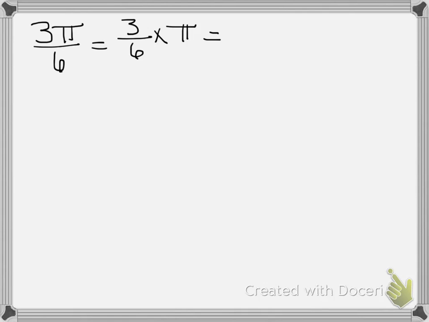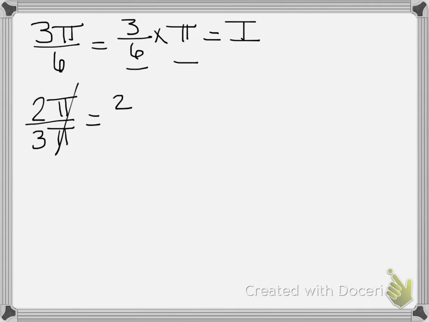One that they like to give you is if you have 3 pi over 6, this really means 3 over 6 times pi. Well, there again we have a rational number times an irrational number, and so this is going to be irrational. Then on top of that, they'll give you one that says 2 pi over 3 pi and ask you if that is rational or irrational. Well, here we have to remember that pi over pi is 1, and so really you're left with 2/3. And we know that 2/3 is rational.